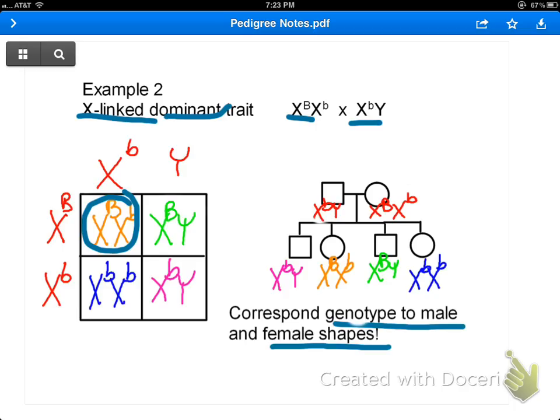Now, coming back, recall that it's a dominant trait, and we're going to shade in those that would have the dominant trait. Of the parents, the mom would have this dominant trait, the dad would not. Of the children, one girl would have this dominant trait, and one boy would have the dominant trait. So we color in the pedigree to demonstrate this.